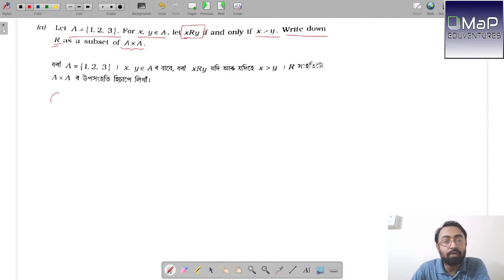Okay. So first of all, before starting the solution, let us write down what is given. A equals to the set of elements 1, 2 and 3. So since we have to write it as a subset of A cross A, let us first of all find out A cross A. A cross A is the Cartesian product of the set A, which will have all the ordered pairs we can write. So 1, 1, then 1, 2.